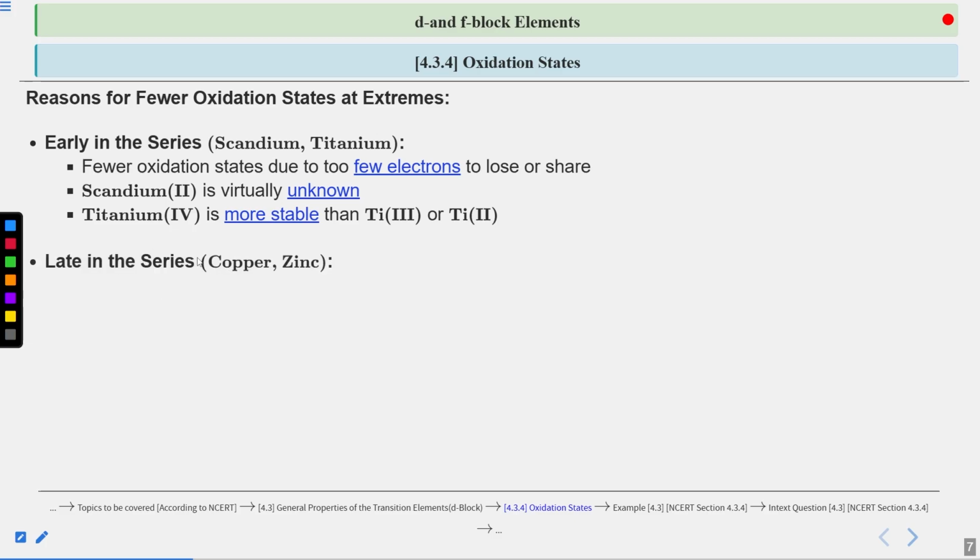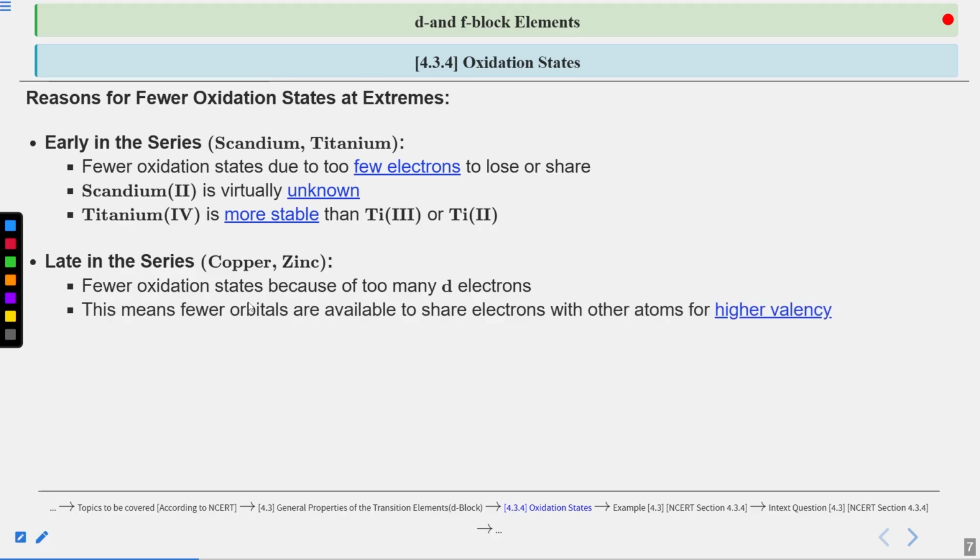Later in the series, we have observed copper and zinc, where very few oxidation states are shown by them because of the many d electrons they have. This means that fewer orbitals are available to share electrons with other atoms for higher valency. For this reason, the orbitals available for sharing of electrons are fewer. That's why they exist in a lesser number of oxidation states.